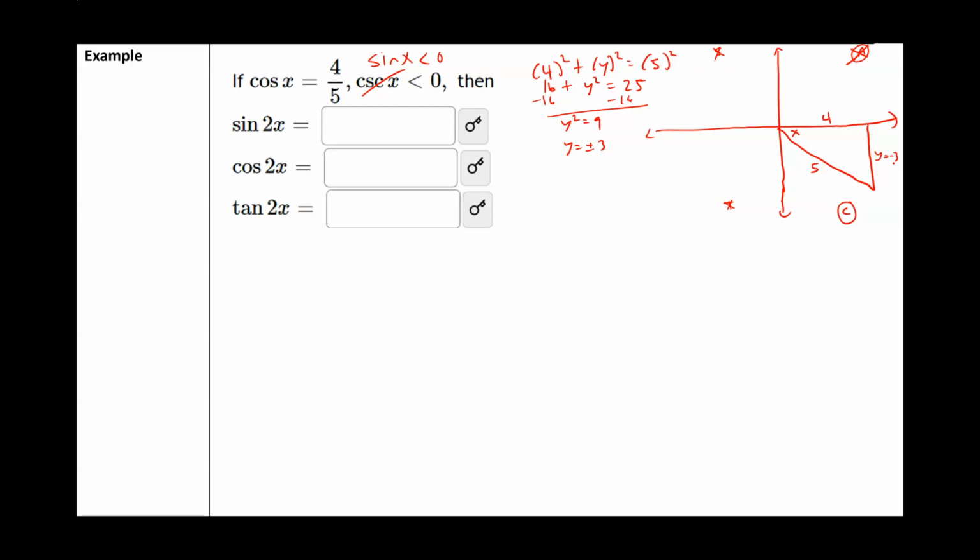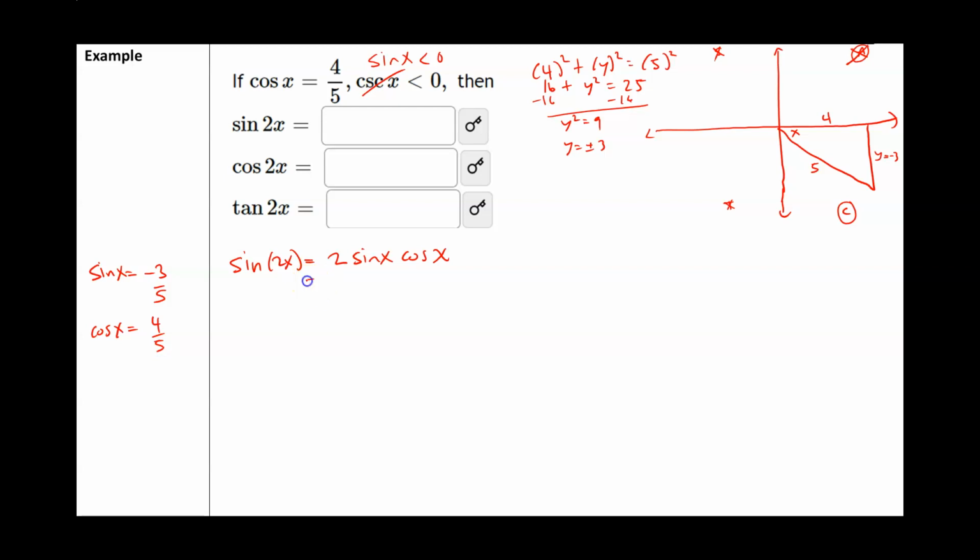Now, once we have our triangle sketched, let's take a look at each of these. So sine of 2x, the formula for this is equal to 2 sine of x times cosine of x. So what I need to know is what is sine x and what is cos x. So on the side here, I'm going to write that sine of x is equal to opposite over hypotenuse, which is negative 3/5. And cosine of x is adjacent over hypotenuse, which is going to be 4/5.